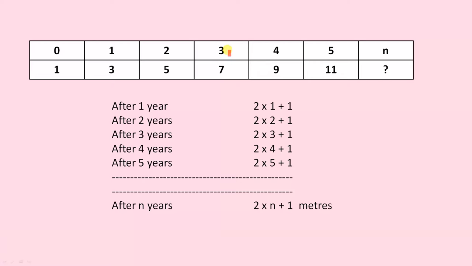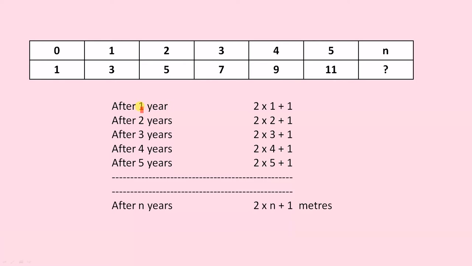So after 3 years, it's 7 metres high. After 4 years, it's 9 metres high. After 5 years, it's 11 metres high. And we want to find out how high it is after n years. That is, n can be any number, and is there a formula or some rule we can use?